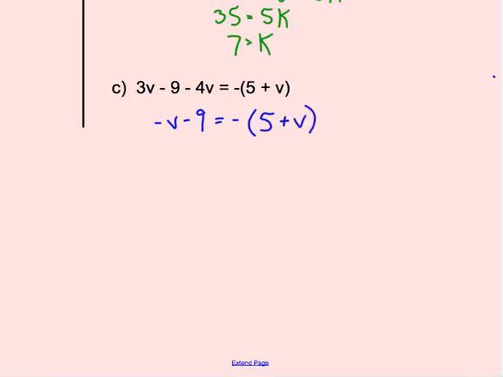Canceling the negative, you can think about it as multiplying or dividing by the negative. In either case, it cancels both negative signs on the left-hand side. Make sure that you distribute that through when you multiply or divide by the -1. And finally, I'm going to get my v's together, subtract v from both sides. And I end up with an equation that says 9 equals 5, which is not true, so that means this equation has no solution.